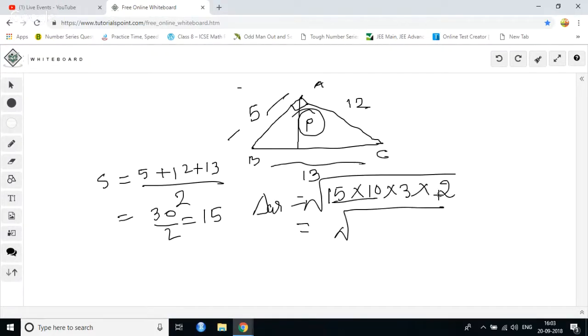15 into 10 is 150. 150 into 6 is 900. So this comes out to be 900. So under root 900, the area will be equal to 30.